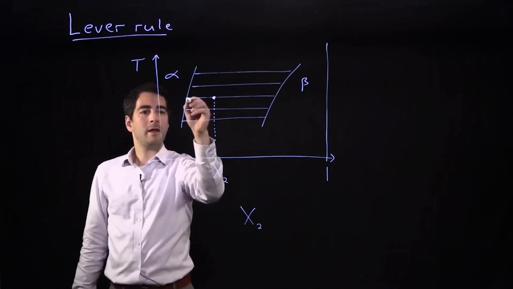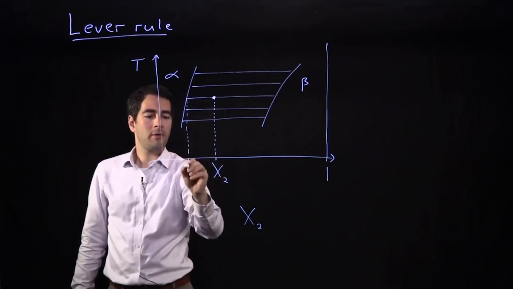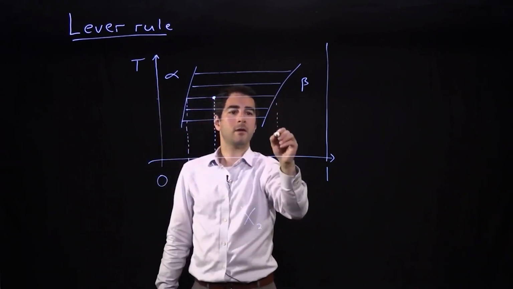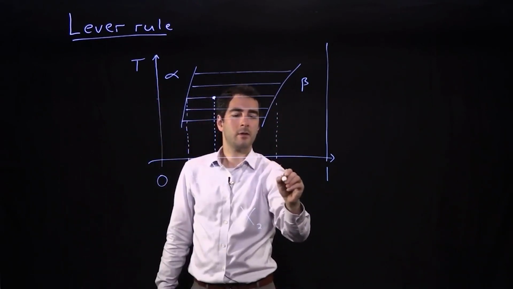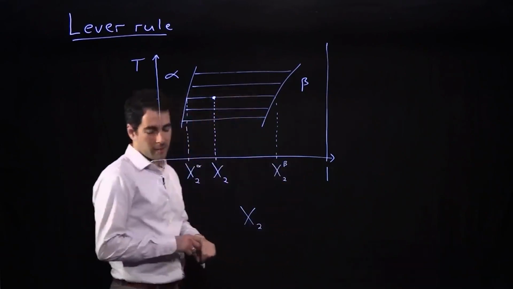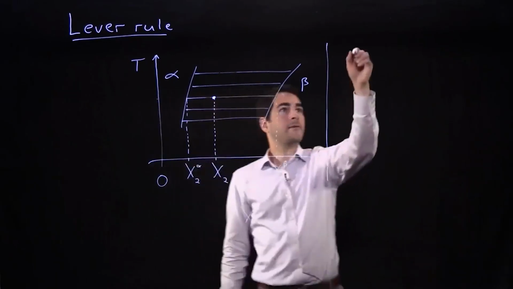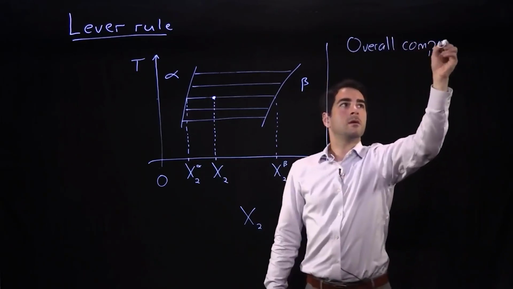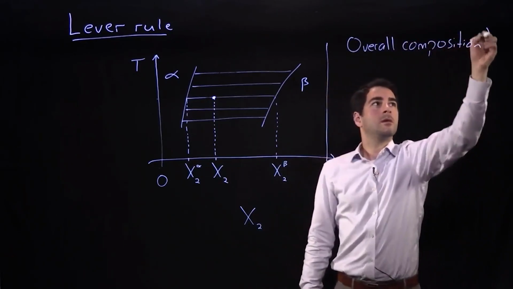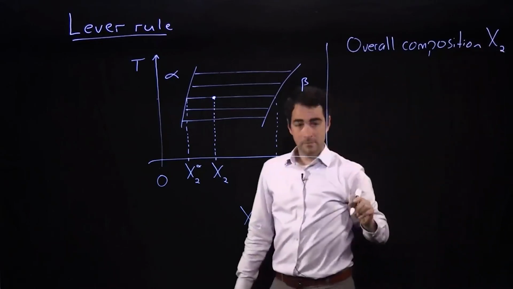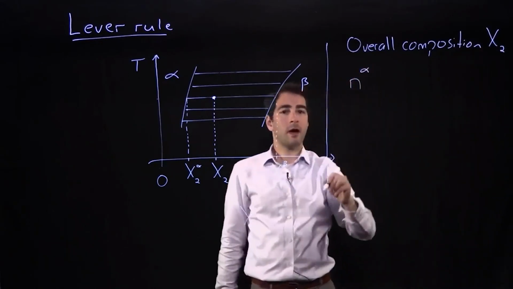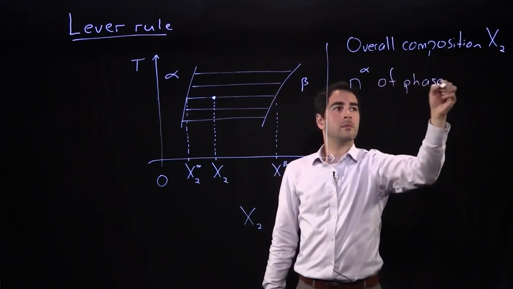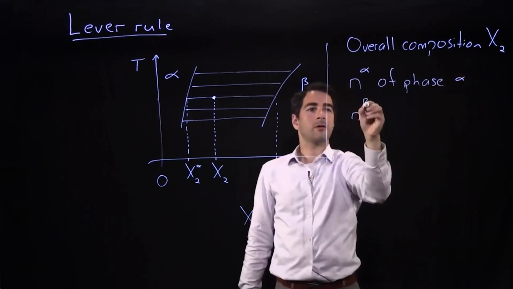Now we know that in the two different phases, the mole fractions for component 2 are going to be this value for phase alpha and this value for phase beta. So we have overall composition x sub 2. We have some number of moles super alpha. We have some number of moles super beta.